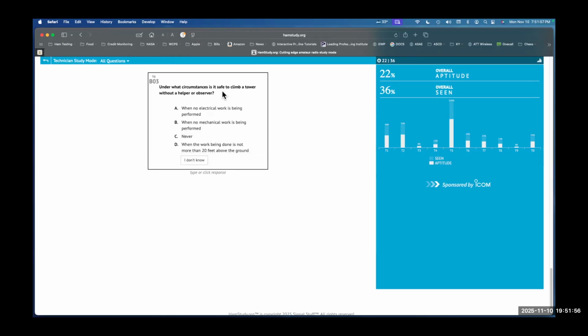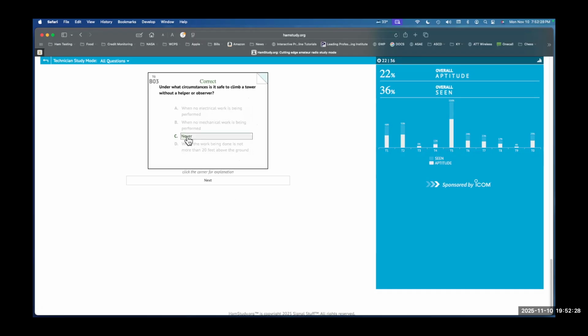Under what circumstances is it safe to climb a tower without a helper or observer? Well, that's next week, but let's see if we can use some common sense on this question. When no electrical work is being performed? Now you're going to climb a big tall tower and you don't have a helper or an observer. When no mechanical work is being performed? Never? When the work being done is not more than 20 feet above the ground? I'd say never.